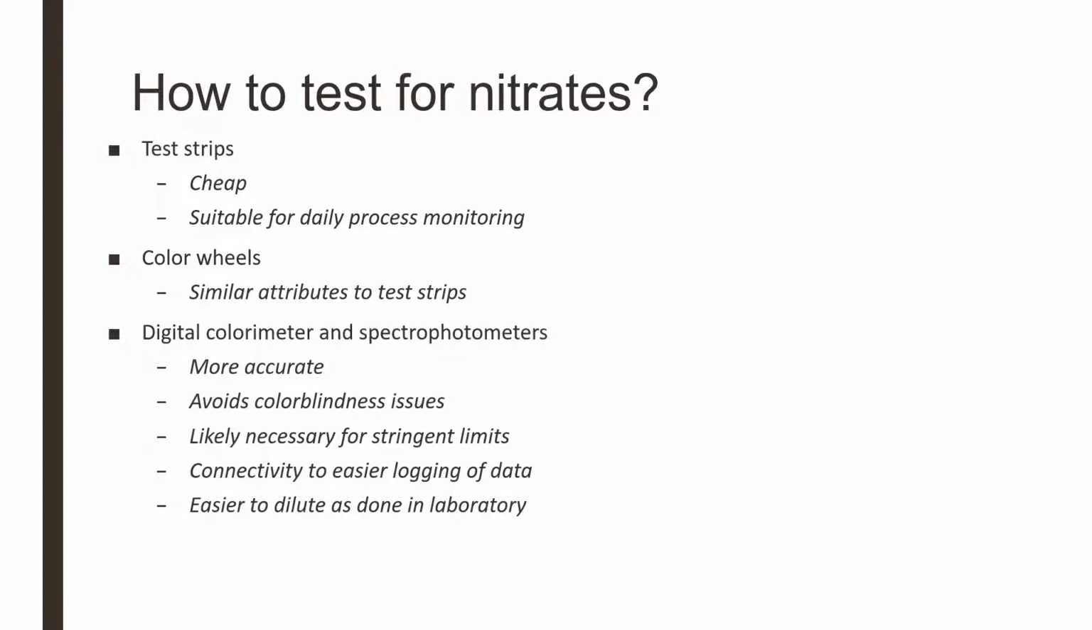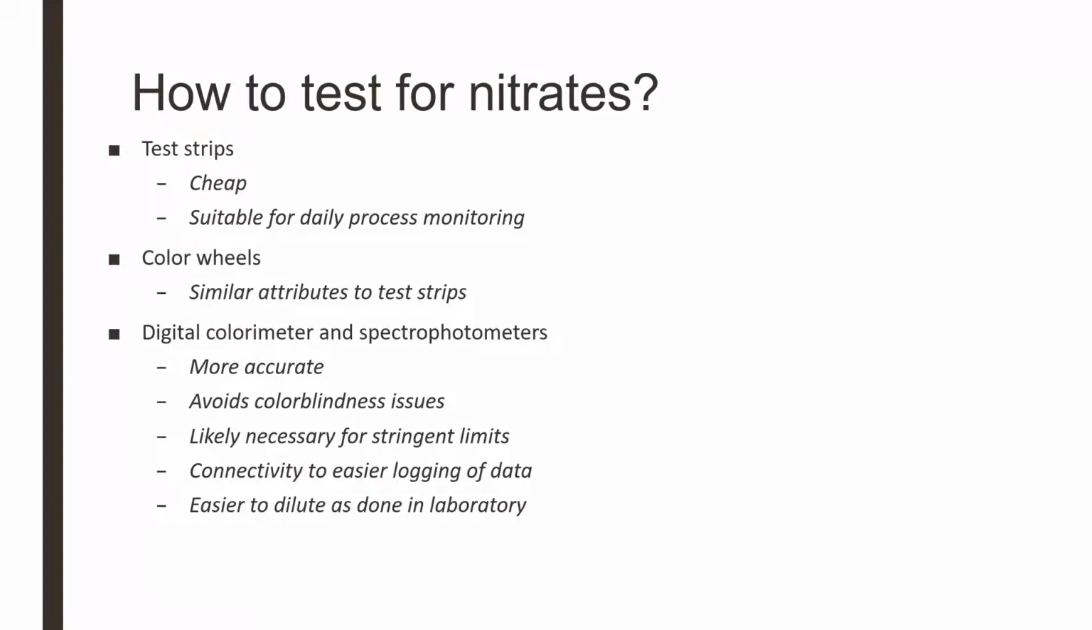It kind of depends on what you're monitoring for. If you're just monitoring for compliance or making sure that various steps in your process are working well, test strips could work. Similarly, color wheels, similar to test strips, in that it relies on a color change and then an operator to interpret the results with a color wheel. This can be suitable as well. However, most plants would benefit more from having some sort of a digital colorimeter and spectrophotometers.